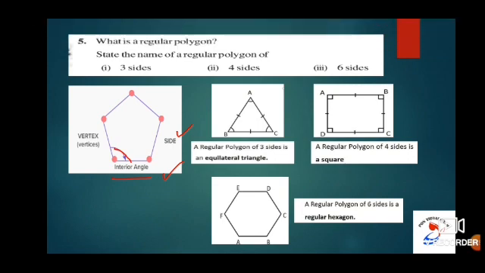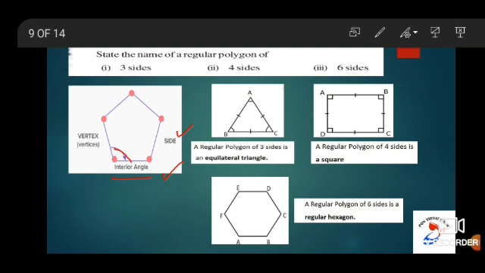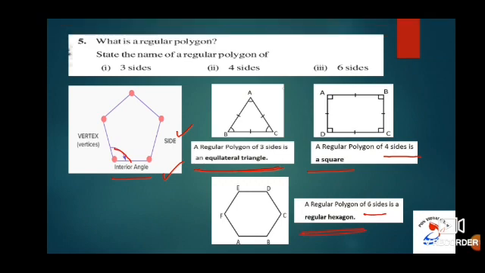Now we have to state the name of a regular polygon for 3 sides. If any regular polygon has 3 sides, that figure is called an equilateral triangle. For 4 sides, it is called a square, and for 6 sides, it is called a regular hexagon.